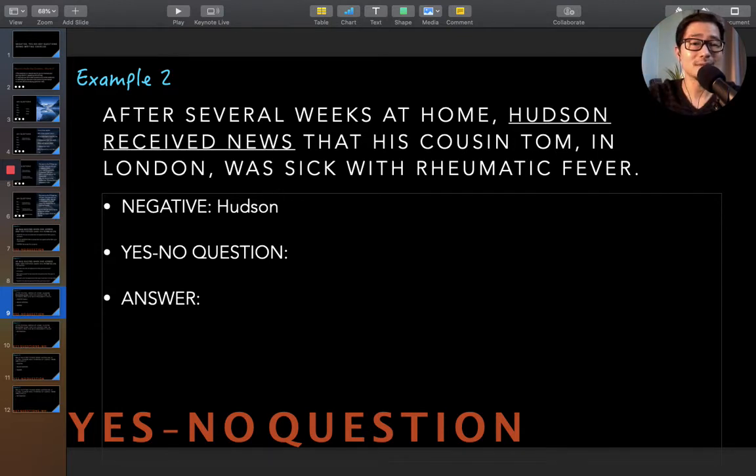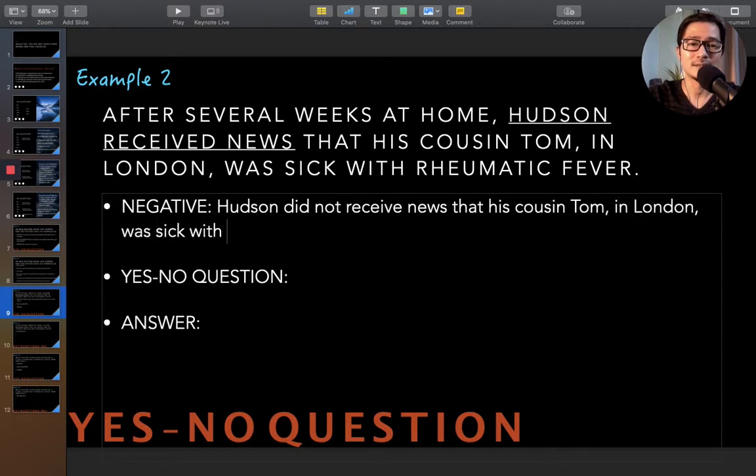Received. Now, what should we do if we have a simple past verb? Use did. Did plus base form. Yeah, you're getting it. Hudson did not received. Is that right? Okay, base form. Did not receive news that his cousin Tom in London was sick with rheumatic fever.